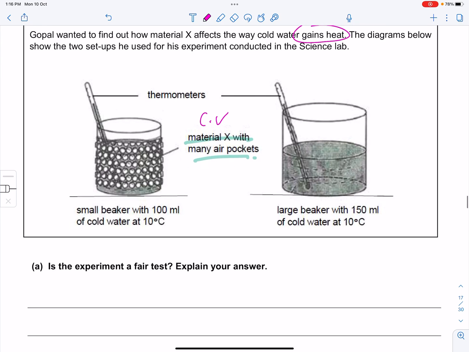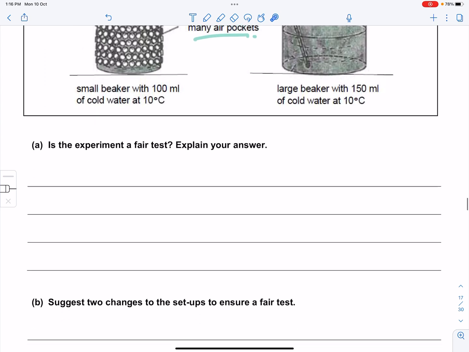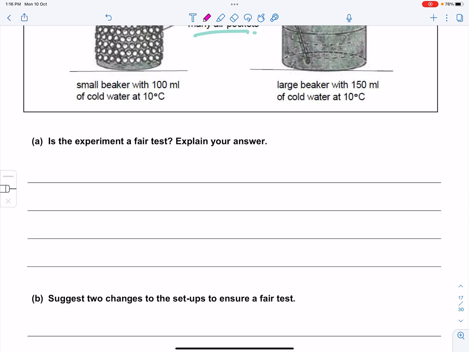Okay, so is the experiment a fair test? Explain your answer. So in this case, I would say that it is not a fair test. Why? Because besides the presence and absence of material X, you have one more variable, and that is the fact that the volume of water is different. Okay? So your answer would be no.